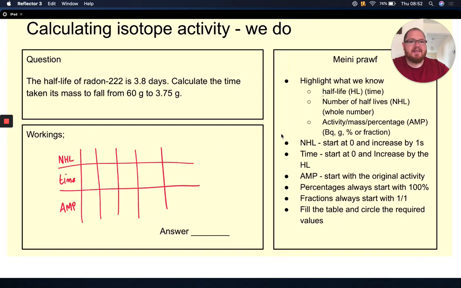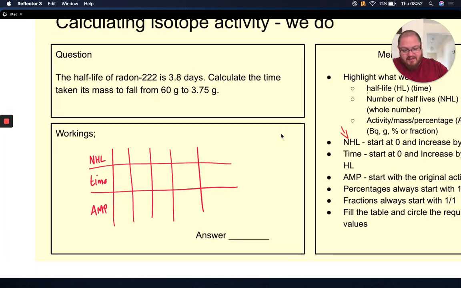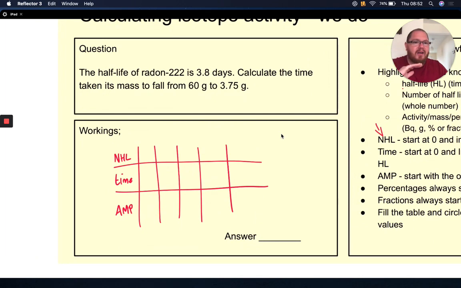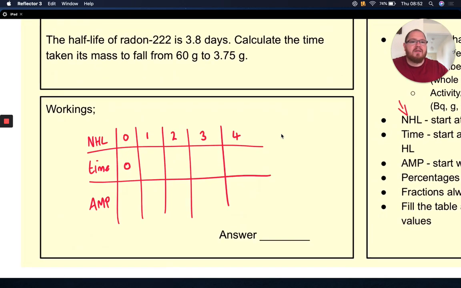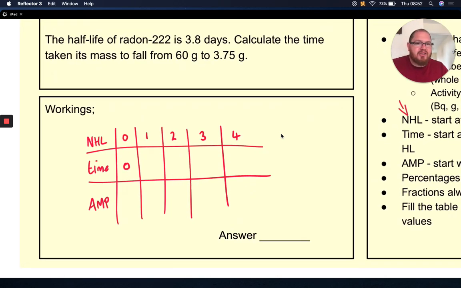And then if we look at our success criteria, it says there the NHL always starts with 0 and the time always starts with 0. So just like we did last time, no matter what we know about the question, we can go 0, 1, 2, 3, 4. The time always starts at 0. I'm not sure of the half-life yet. I haven't looked at the question properly, okay? So I've filled the table in as much as I can without any information.